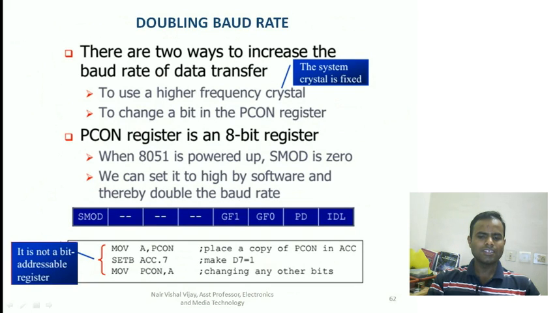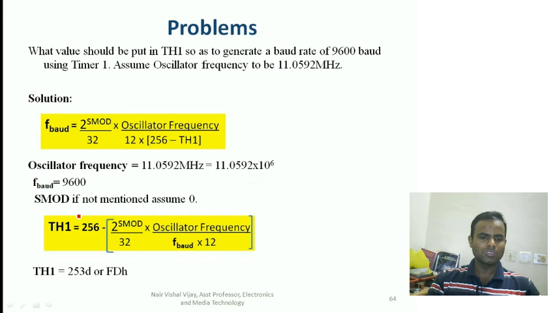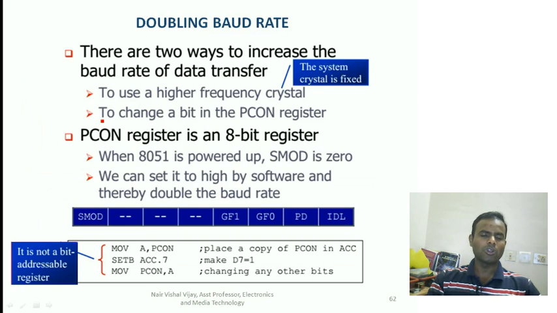So as you can see, know the formula, that is F baud is equal to 2 power SMOD divided by 32 into oscillator frequency divided by 12 into 256 minus TH1. Now whenever you meddle with this value, SMOD can either double or it can cut the baud rate by half.